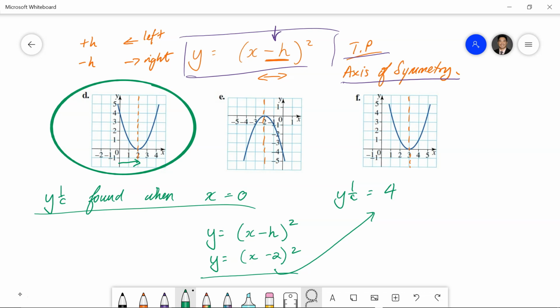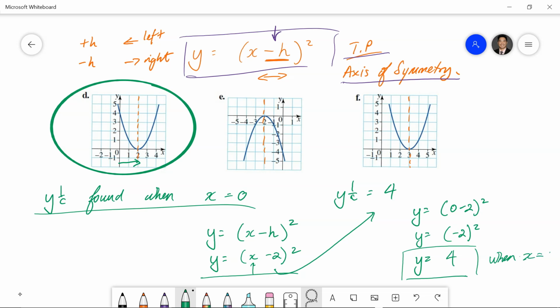So again, we're going to make x equals 0. That means we have y is equal to (0 minus 2) all squared. y is then (minus 2) all squared, and our y-intercept is equal to 4. So minus 2 all squared is 4. Therefore, our y-intercept is 4 when x equals 0.